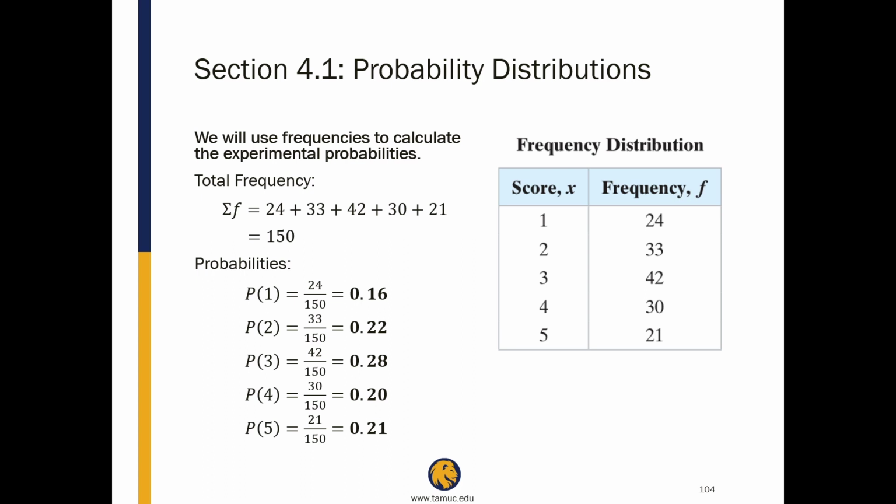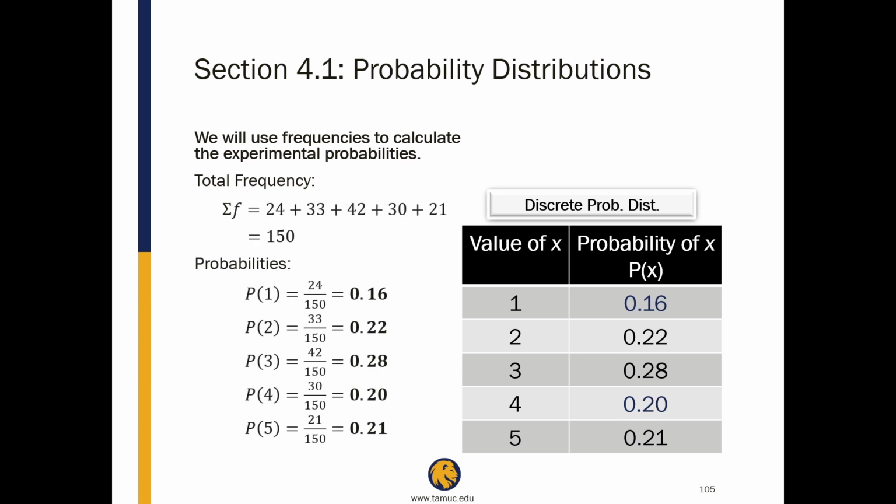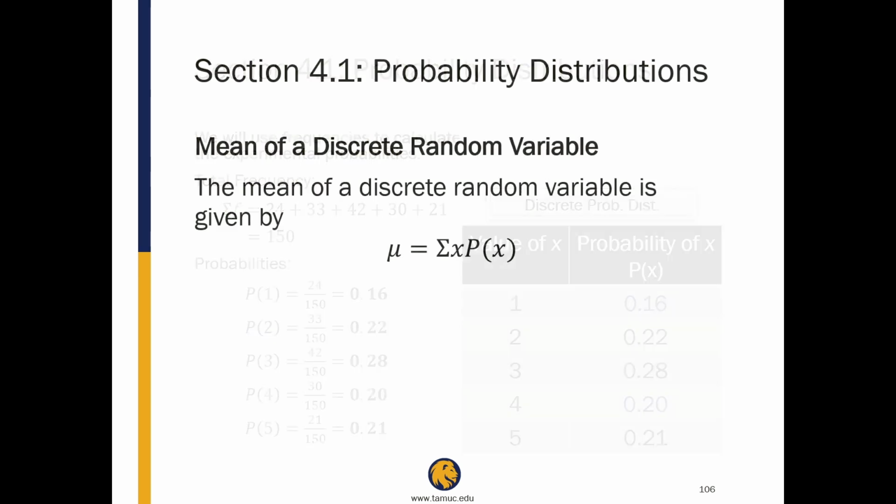I'm going to take these individual decimal representations for the probabilities of each and put them in a table along with the scores. It looks something like this: the value of x and the associated probability. And we call this the discrete probability distribution. So having seen how we create the discrete probability distribution based off of the probabilities that go along with each value of x, we'd like to discuss what is the mean, or like an average, for a discrete random variable.